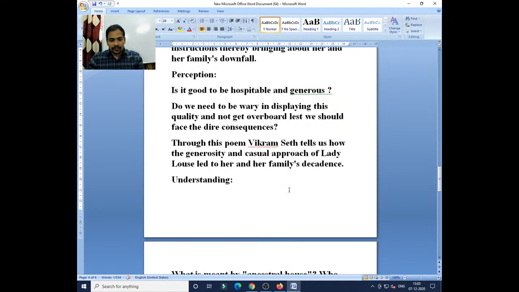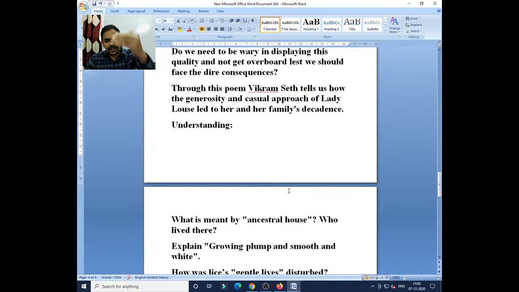Through this poem, this is written by Vikram Seth. And he is such a great writer and poet, who writes a lot of poems and stories related to animals and insects. So beautiful a description is given here, of how the generosity and casual approach of the lady louse led to her and her family's decadence, means destruction. This is all about that.